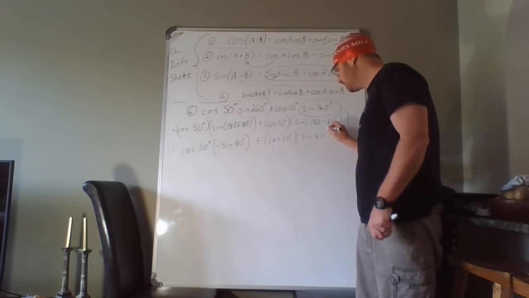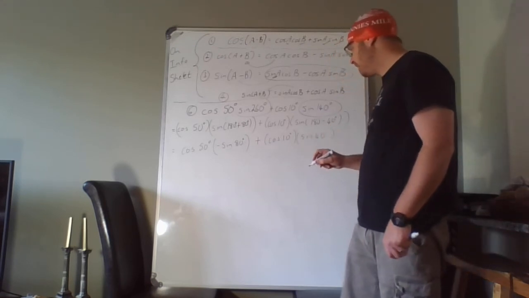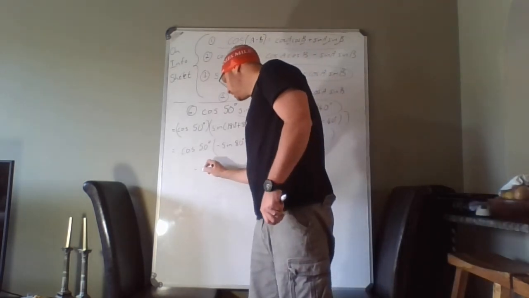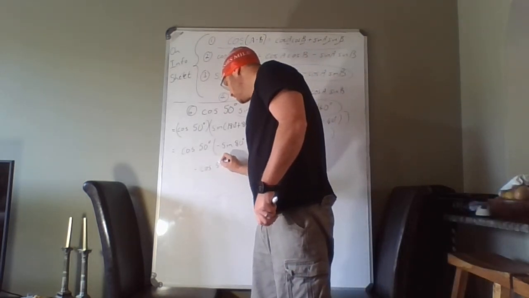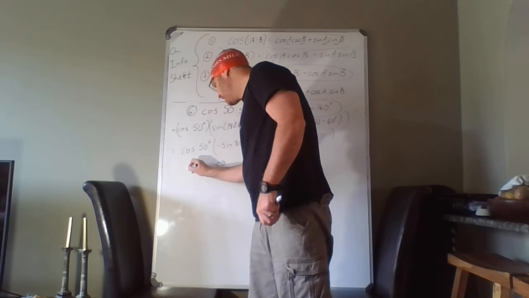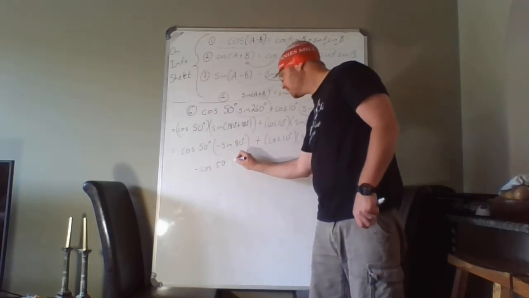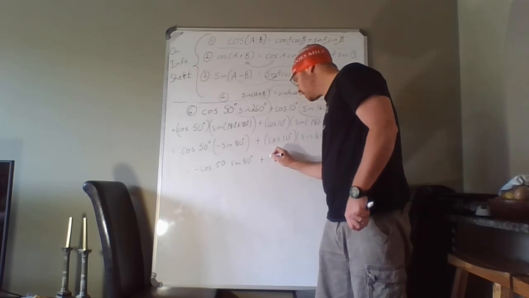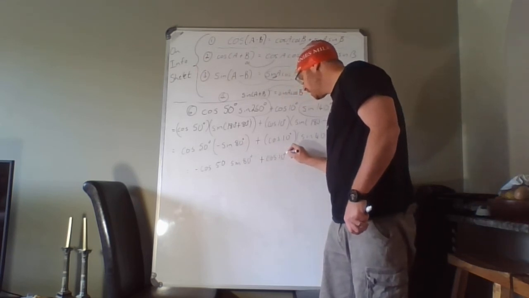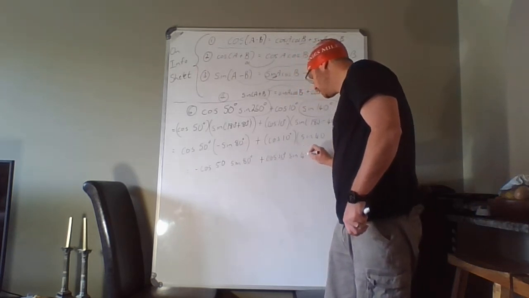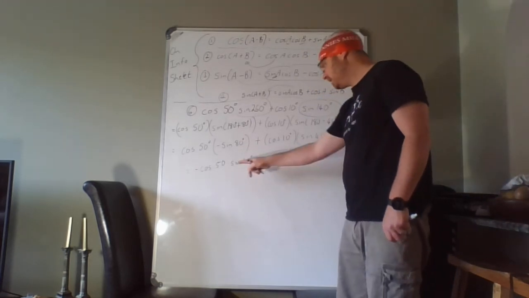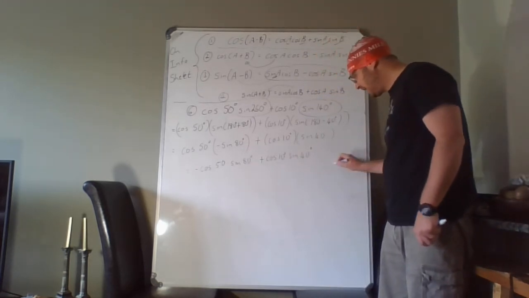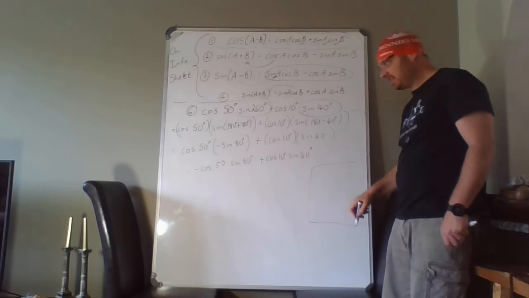Right, and now if we neaten it up, I've got negative cos 50 sine 80 plus cos 10 sine 40. And now you're like, oh my goodness gracious. The problem is my angles are different. But what can help us here?